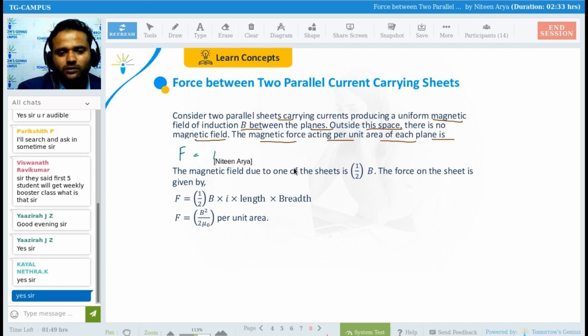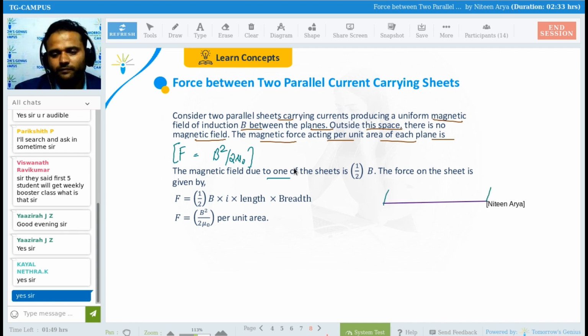F equals B square upon 2 mu naught. And how can we find this? Okay, this is how we can find this. The magnetic field due to one of the sheets is half of the magnetic field. The force on the, wait, I into length into breadth. Okay, simple as that. Instead of, as we know, there is a wire. The wire has a magnetic field B. What is the formula? I mean, we know that. Instead of wire, we now have this kind of sheet.